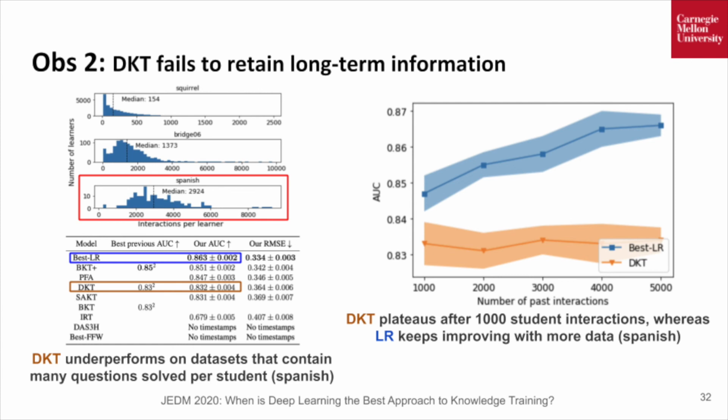DKT plateaus when the history contains more than 1,000 questions answered, whereas logistic regression keeps improving with more data. This confirms our hypothesis that DKT cannot keep track of long-term information. In contrast, approaches operating on a feature vector of historical counts, like logistic regression, sidestep this issue.